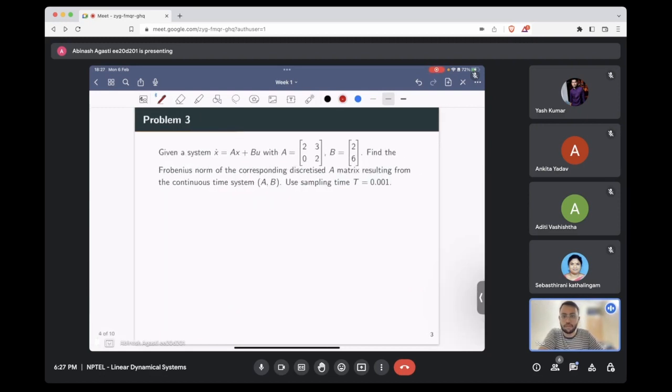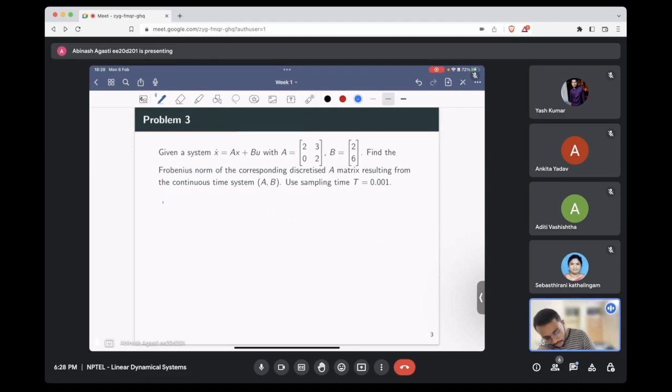Okay, so we'll move ahead. Now we have this system, LTI system, right, given by some A matrix and B matrix. Find the Frobenius norm of the corresponding discretized A matrix resulting from the continuous time system A, B. Your sampling time T is something. So, first tell me, how do we discretize the system?